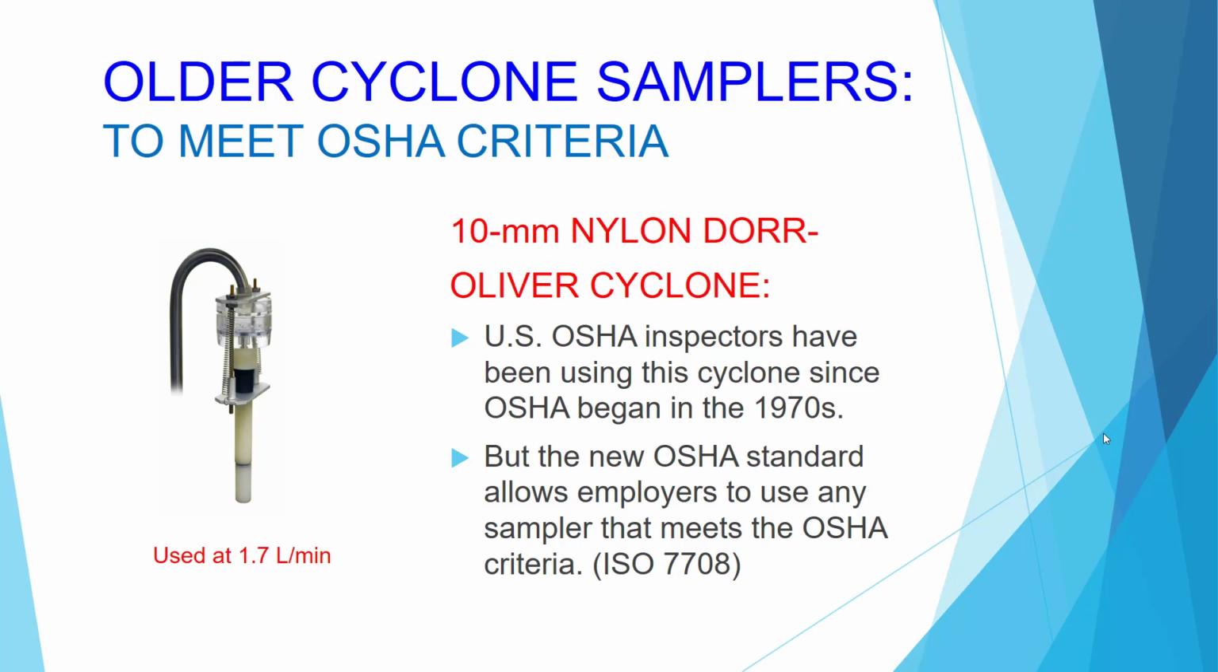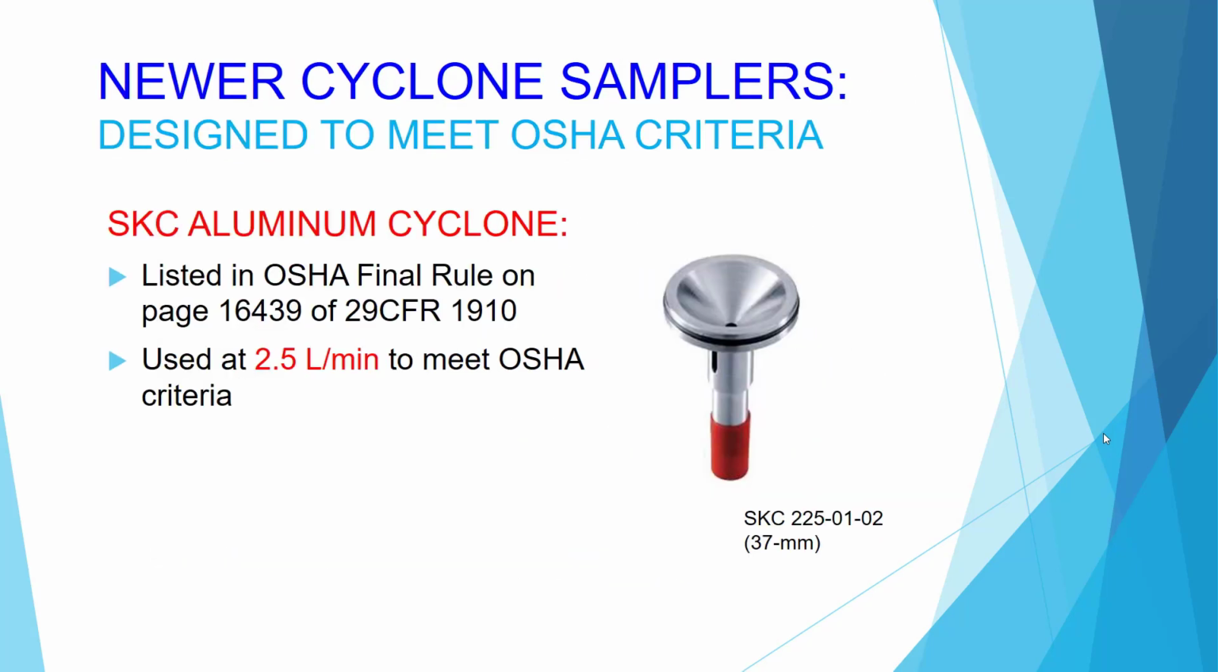If federal OSHA shows up at your door, they will be sampling using the very old nylon Dore-Oliver cyclone. They have been using these for years and don't plan to update to newer technology at this time. Note, however, that the new OSHA standard allows employers to use any respirable dust sampler that meets the OSHA 7708 criteria. Newer cyclone samplers include the SKC aluminum cyclone. This cyclone is listed in the OSHA final rule and is operated at 2.5 liters per minute to meet ISO 7708.